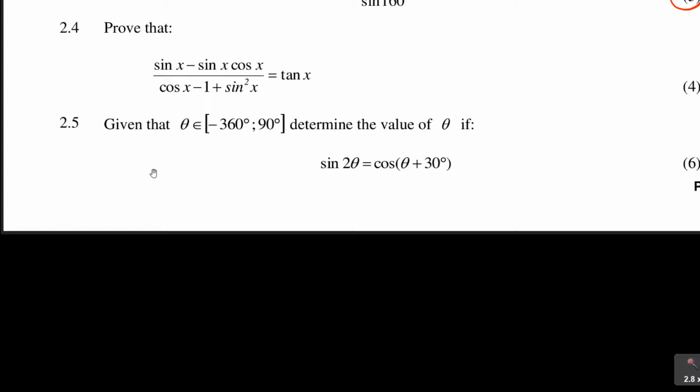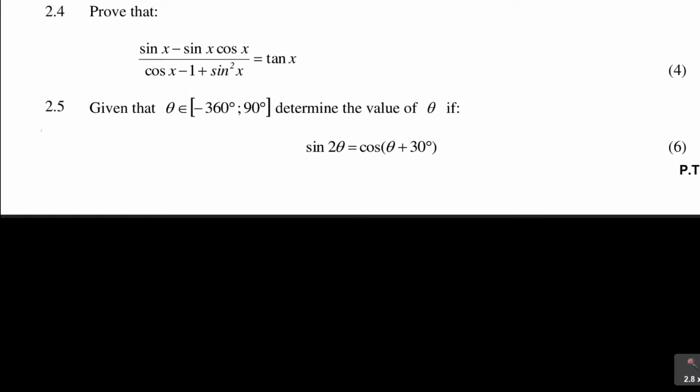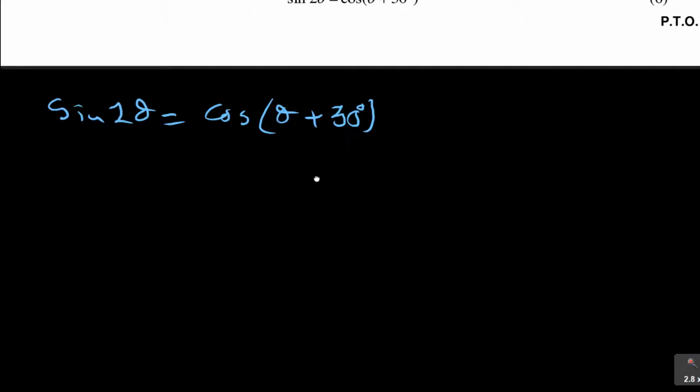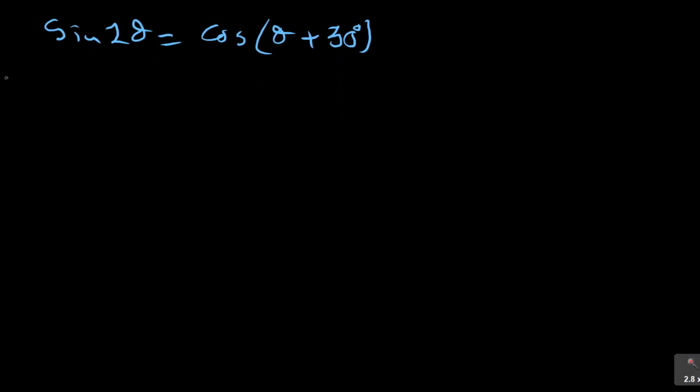Now, 2.5, we're in 2.5 now. It says, given that theta is an element of minus 360 to 90, determine the value of theta if, then you're given this. Again, let's look at this. You are given that sine 2 theta is equal to cos(theta plus 30 degrees). There are many ways I could have approached this, but I'll approach it from a grade 11 concept, because in grade 11 there are some formulas you still don't have. So I'm going to approach it from this side first.